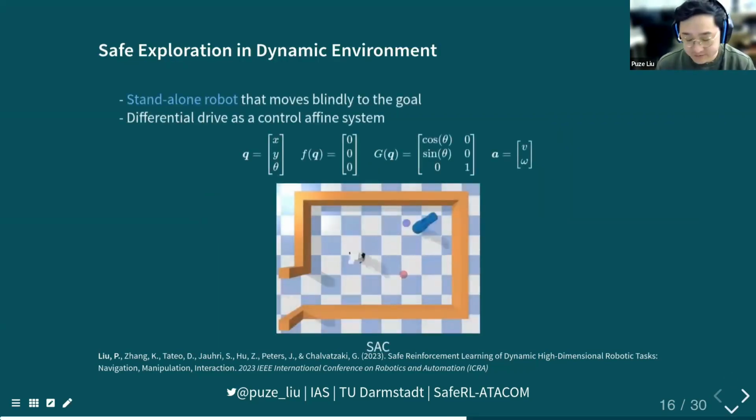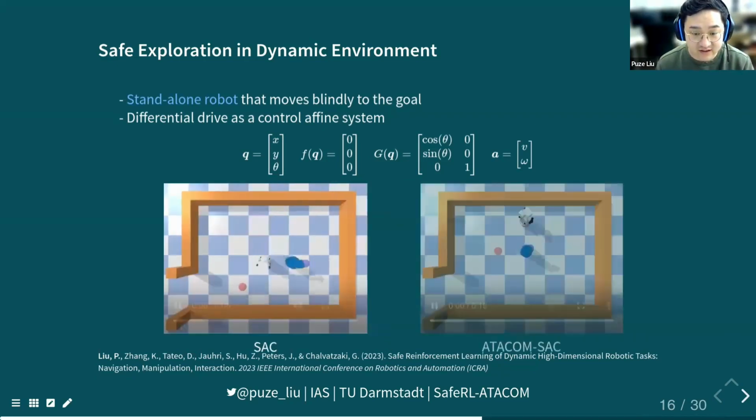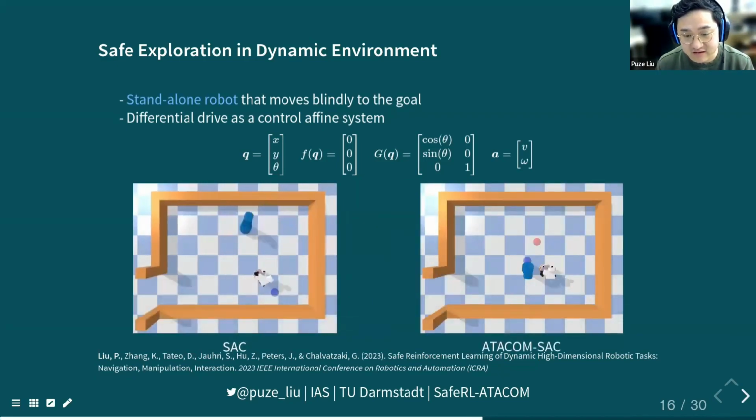And here we have some experiments with this kind of setup. There is a blue robot, a standalone robot that moves blindly to its goal. We also use a differential drive, which has this control affine system structure, and we are controlling this white robot to reach the red goals. The pure SAC agents that we trained cannot avoid collisions sufficiently well. On the other hand, when AutoComp is combined with SAC, we get a predictive behavior about the velocity of the blue robot and successfully avoid the collision.